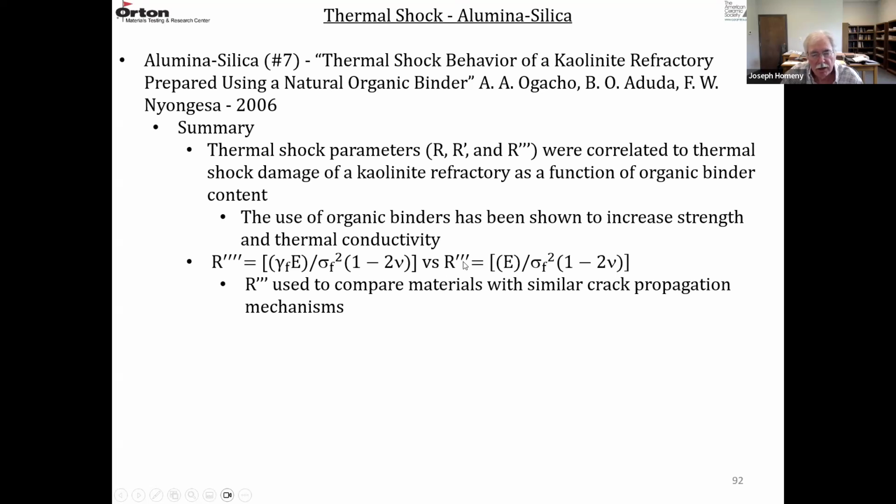So I don't particularly like using R3 prime because in my opinion, it ignores the most important mechanical property that you can measure for thermal shock, the work of fracture. If I were measuring just one mechanical property and trying to alter microstructures to improve thermal shock resistance, I would measure gamma F. In this case, it's the work of fracture. So you can use R3 prime to compare materials with similar crack propagation mechanisms and still rank the materials, but the crack propagation has to be similar.